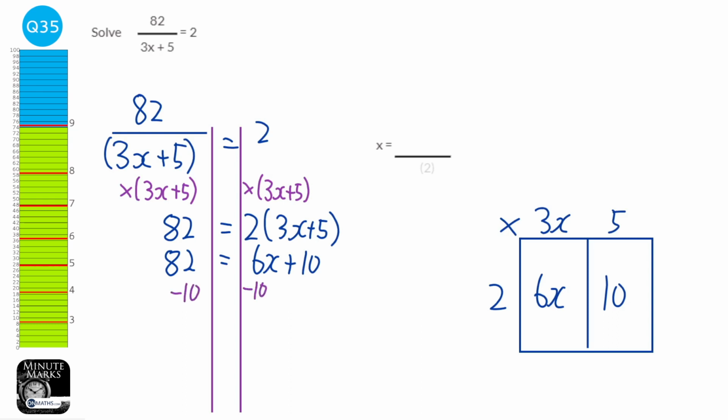its own. And so we've got 72 equals 6x. And then we're going to divide both sides by 6. And so we've got 12 equals x, or x equals 12.